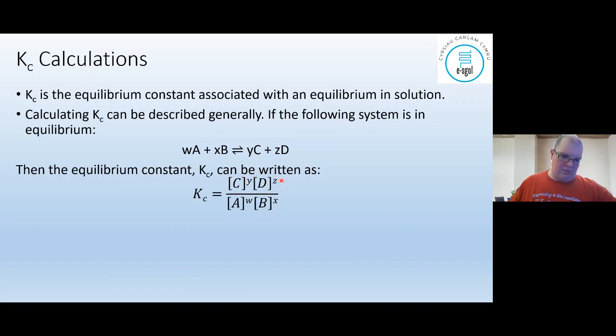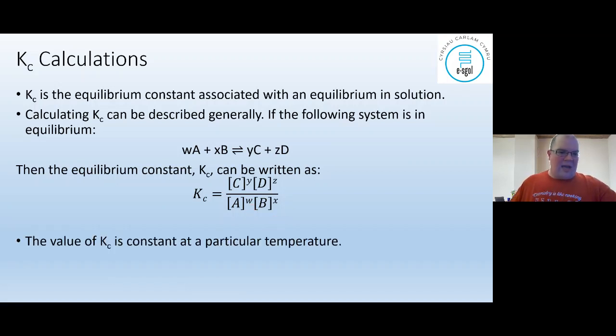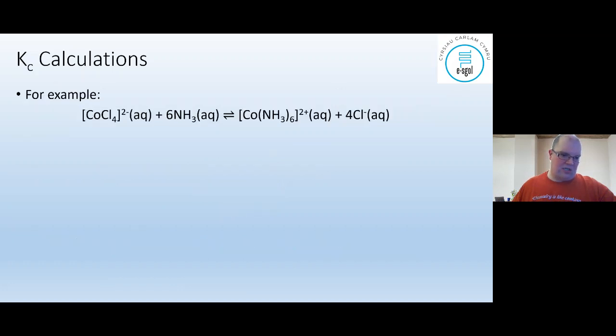their stoichiometry, divided by the product of the concentration of the reactants, again raised to the power of their stoichiometry. So this is a nice general way of putting it. Okay, and it's worth pointing out at this point that the value of Kc is constant at a particular temperature. So changing concentrations of these will not change Kc. Temperature is the only thing that can change Kc.